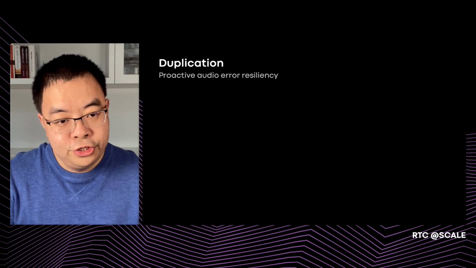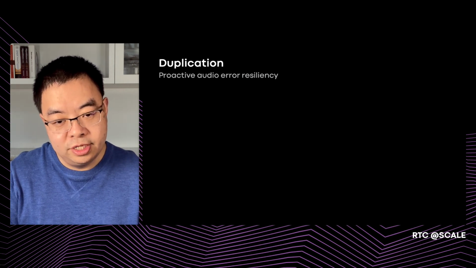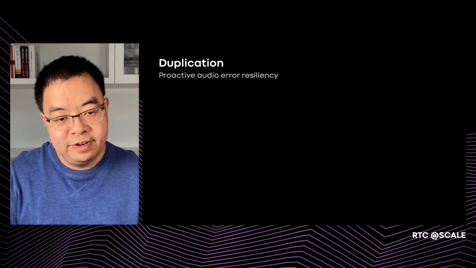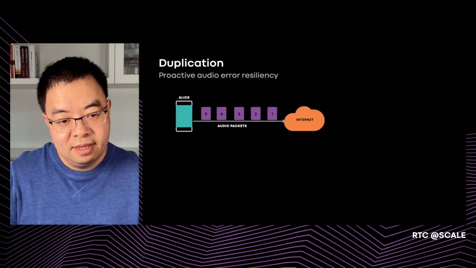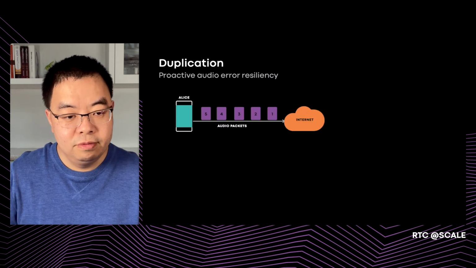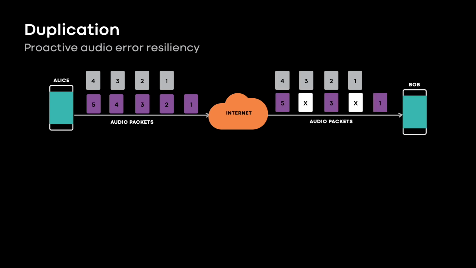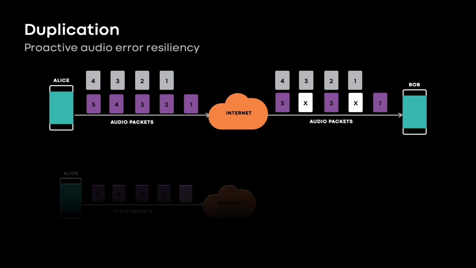The next technology we want to introduce is duplication. Duplication works very similarly to in-band FEC, but it happens at the packet level. So when Alice sends a packet to Bob, it's going to duplicate the previously sent packet and send it along with the regular audio packets. So when Bob's side detects packet loss for 2 and 4, it can recover from the duplicated packets sent along with these audio packets.